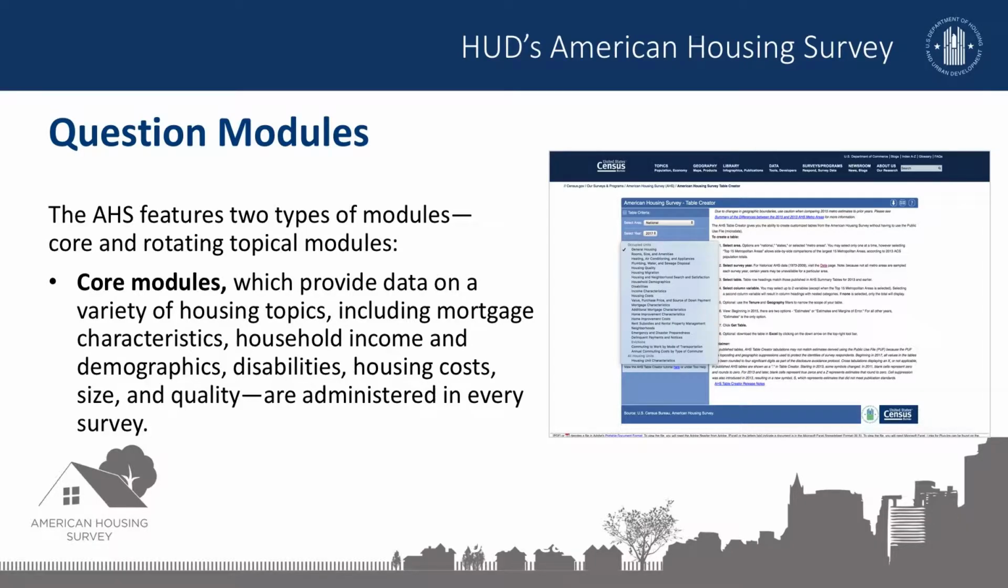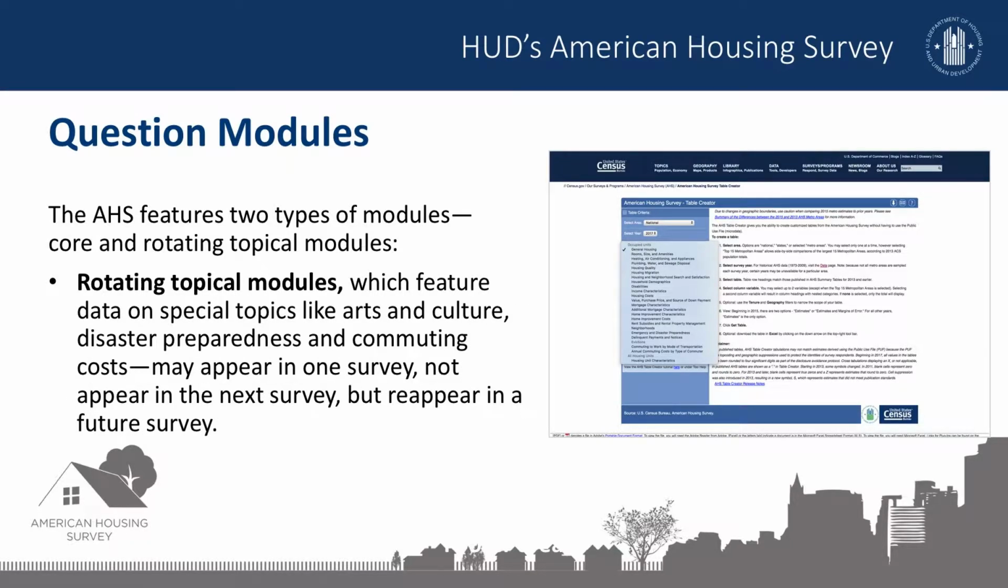The 2015 and later AHS questionnaires are organized into question modules, or sets of related questions about a topic. The AHS features two types of modules, core and rotating topical modules. Core modules, which provide data on a variety of housing topics, including mortgage characteristics, household income and demographics, disabilities, housing costs, size, and quality, are administered in every survey. Rotating topical modules, featuring data on special topics like arts and culture, disaster preparedness, and commuting costs, may appear in one survey, not appear in the next survey, but reappear in a future survey.